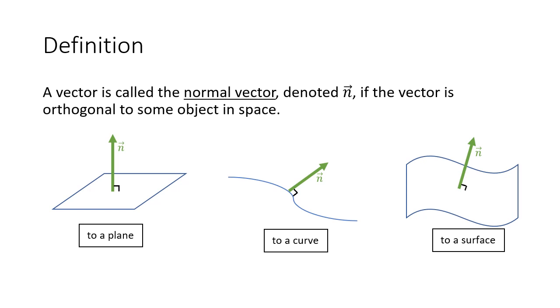And so at some point on my curve, we have a normal vector that's going to be perpendicular at that point, or even on a surface in 3 dimensions. At a point on that surface, there is going to be a normal or orthogonal vector to every point.